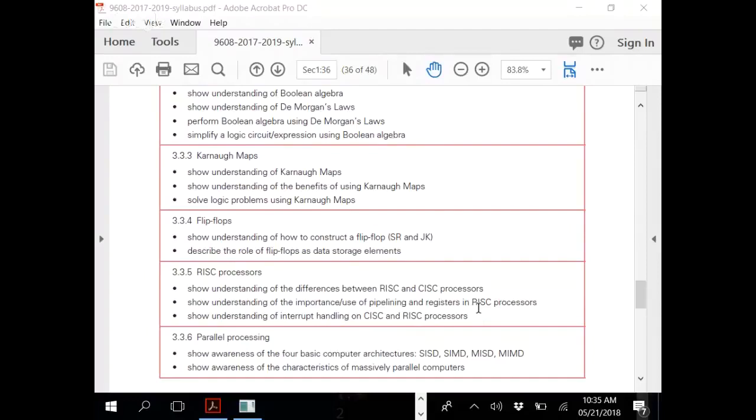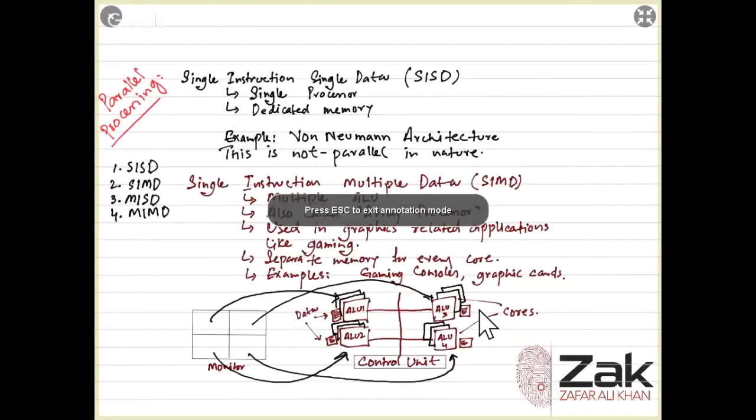All right, pipelining को समझने के लिए we have to actually study this parallel processing. All right, so let's study parallel processing and pipelining will be covered alongside it. What is parallel processing?